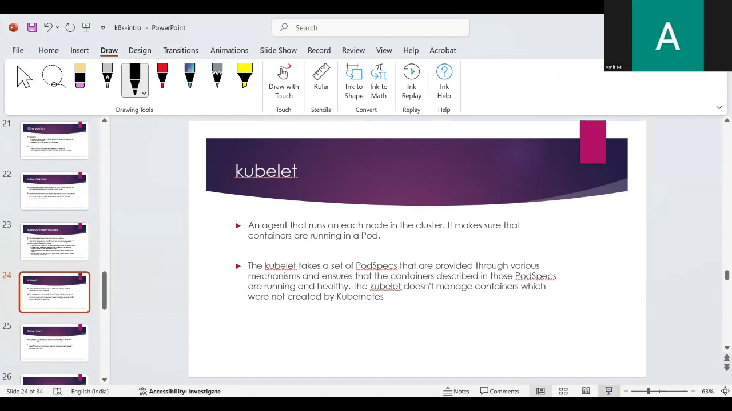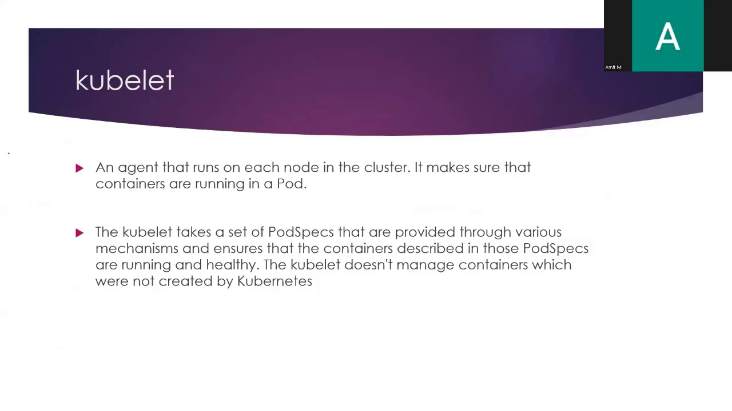Now, kubelet is an agent that runs on each of your worker nodes in the cluster. It makes sure that containers are running in the form of pods. So what does kubelet do? Kubelet takes a set of pod specs that are provided through various mechanisms and ensures that the containers described in the pod specs are running and healthy.